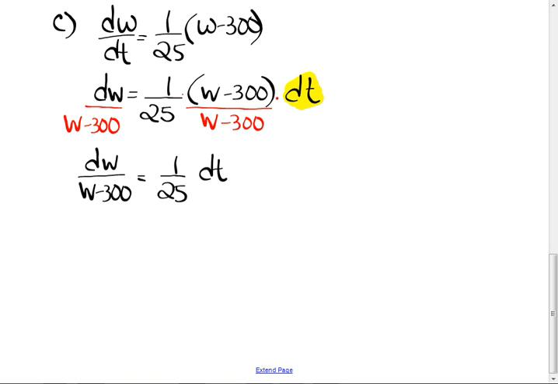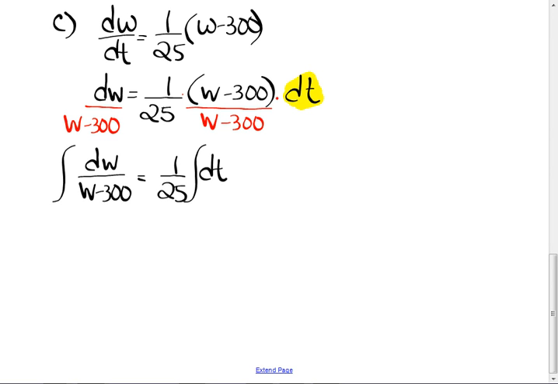Okay, now what do we do? How do you get rid of the dt's? How do you get rid of derivatives? No. Integrate. Yes, of course. We separate, we integrate, we add c, we substitute in, and we solve and try to get an equation. You probably just forgot.